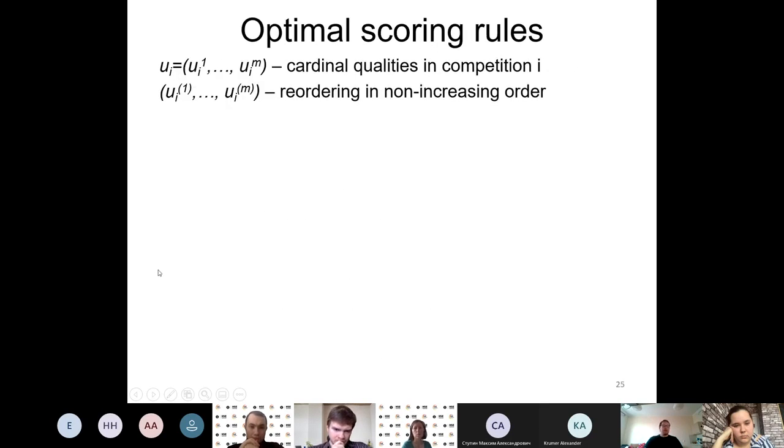And next, we exploit a very general result known in the theory, how to find optimal scoring rules. Here I just redenoted U_i as cardinal qualities in competition i. So U_i1 is just the cardinal quality of athlete 1 in race i, U_im is the cardinal quality of athlete m in race i. And then we reorder them in non-decreasing order.